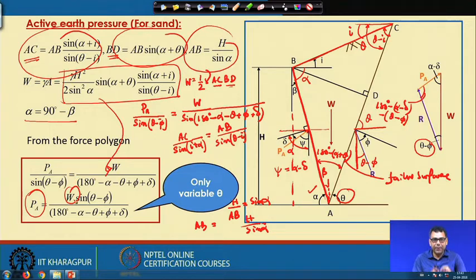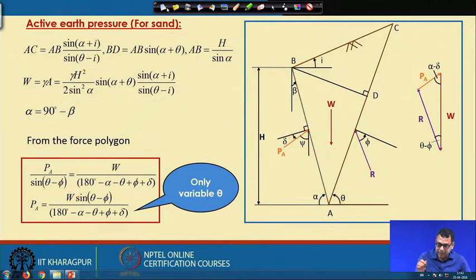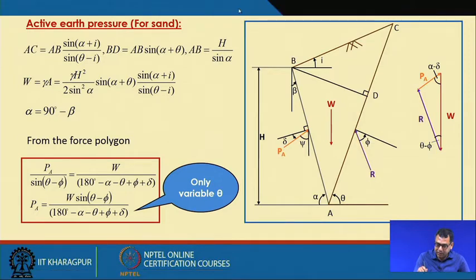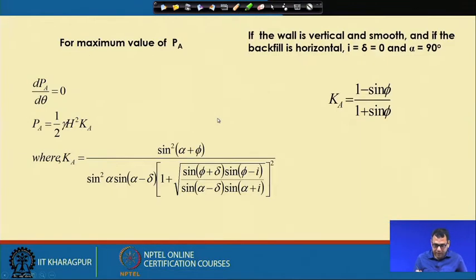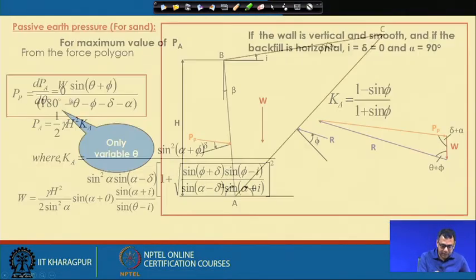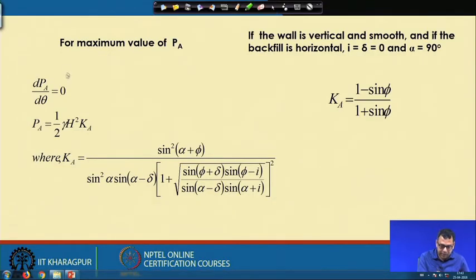So, we will get a P expression where except theta all values are fixed. So, the only variable is theta, and we have to optimize that. So, we will optimize by minimizing this. When we are talking about the active, we have to maximize. When we are talking about the passive, we have to minimize.